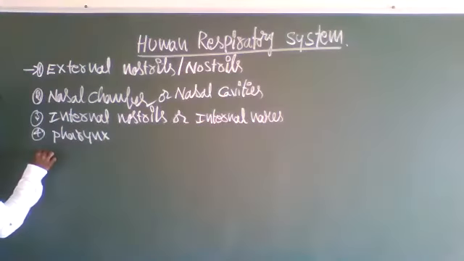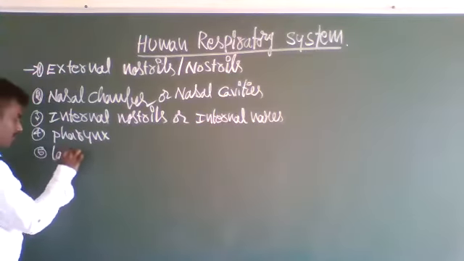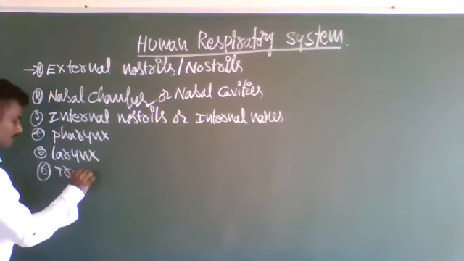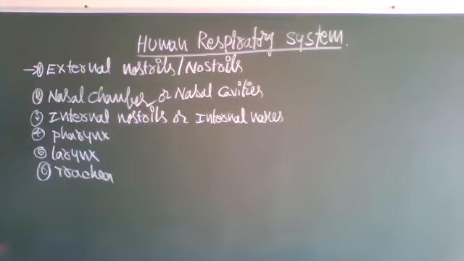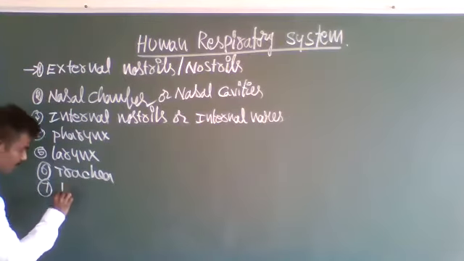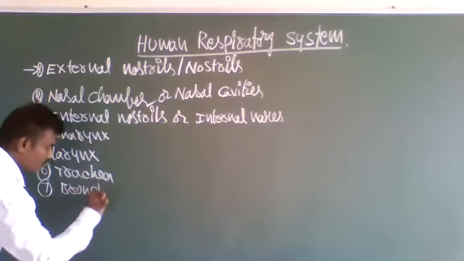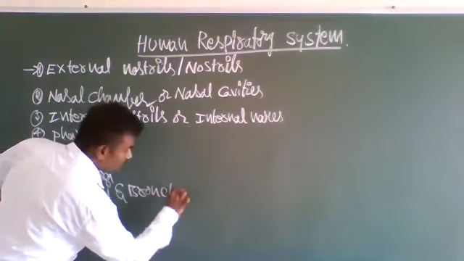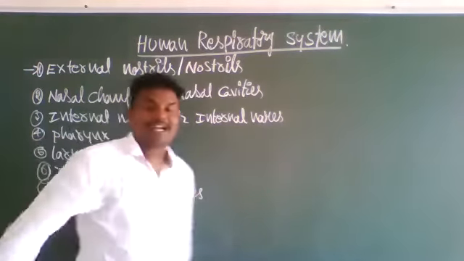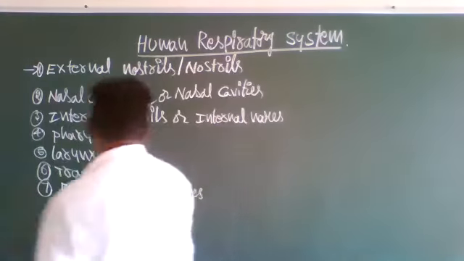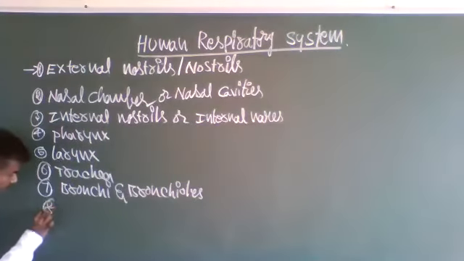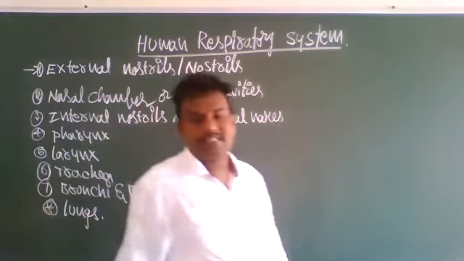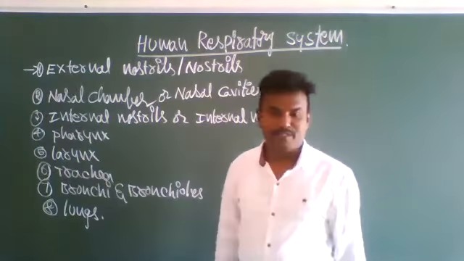Fourth one is pharynx. Fifth one is larynx. Sixth one is trachea. Seventh one is bronchi and bronchioles. And the eighth one is lungs. These are all the parts present in the human respiratory system.